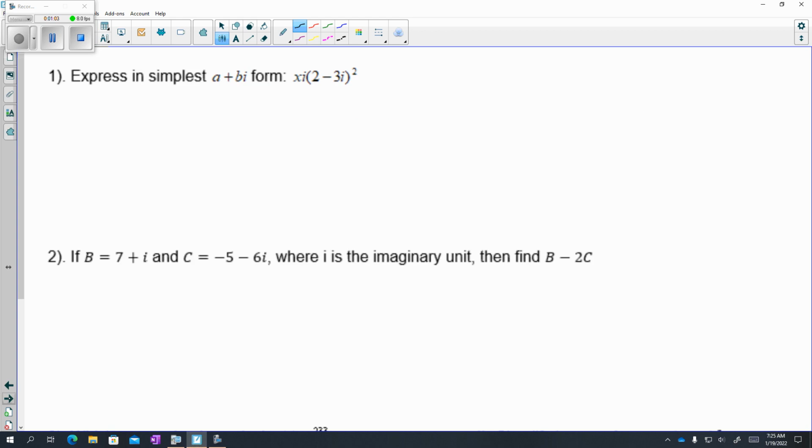Express in simplest a plus bi form, x times (2 minus 3i) squared. So remember that we can't put variables in the calculator, but everything aside from the variable can go right into the home screen of my calculator. So all of this I'm going to put in the calculator. I'm going to leave my x on the outside, and whatever I get, I'm then going to distribute into.